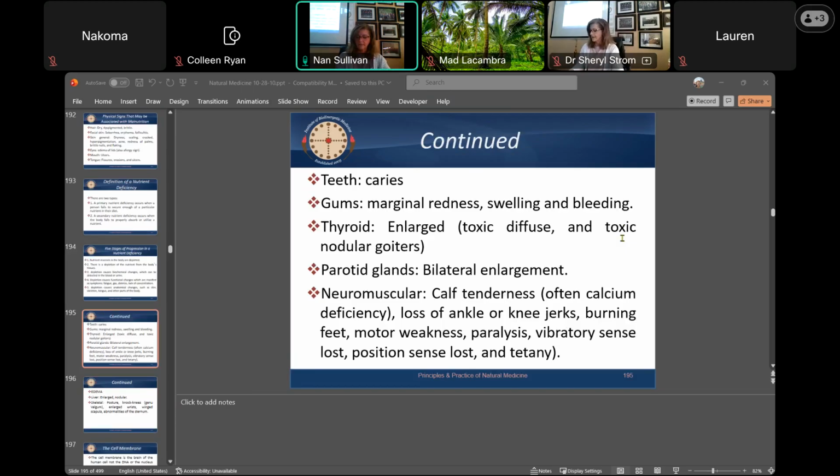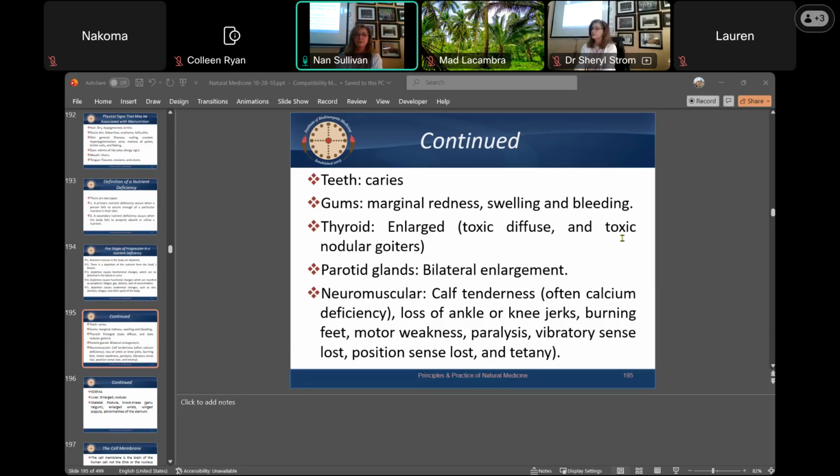Look at their mouth. Look at their teeth. We already discussed that. Look at their gums, marginal redness, swelling, and bleeding. You'll see a lot of that in people who have lupus. Thyroid, do they have swelling right around their throat? It can be toxic diffuse or toxic nodular goiters. We did talk about the parotid glands. Don't forget to get that checked by your dentist.